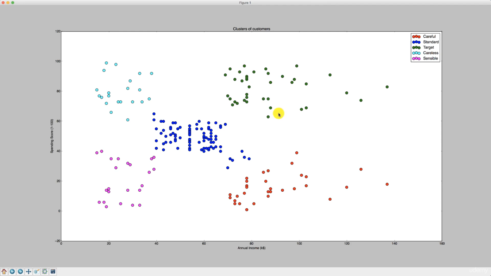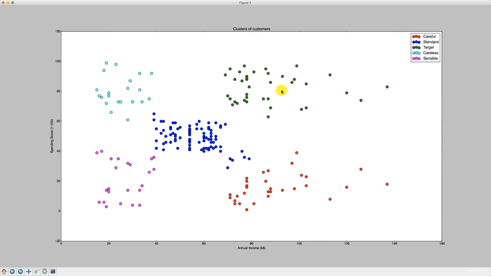Then cluster 3 is the green cluster here, and it contains customers that have high income and high spending score. So that's a very interesting cluster for the mall because customers in this cluster have a lot of money and they like spending their money in the mall. So typically this would be the cluster of customers targeted by the marketing campaigns because it's the most interesting cluster of customers for the mall.